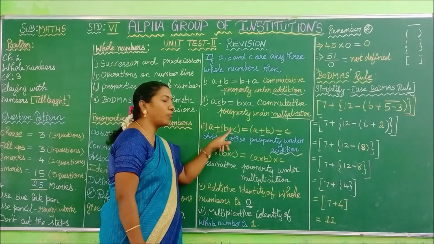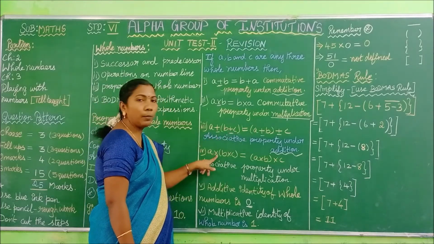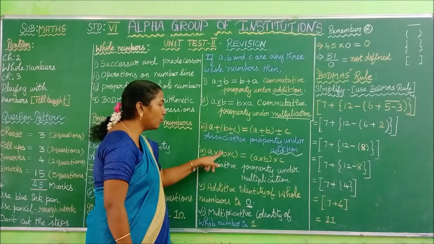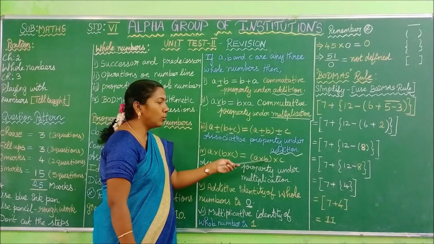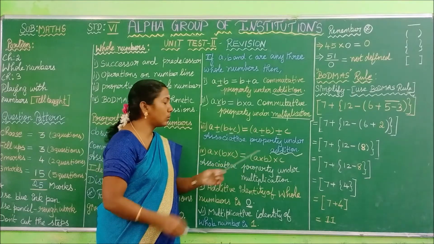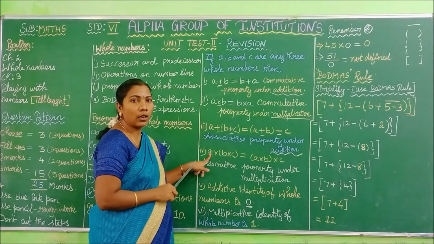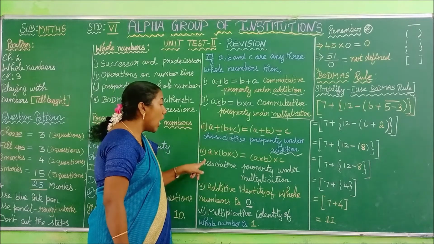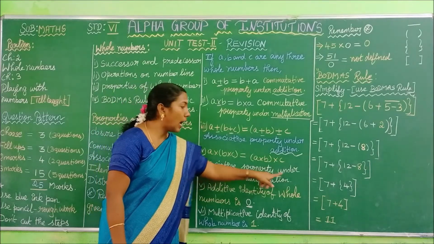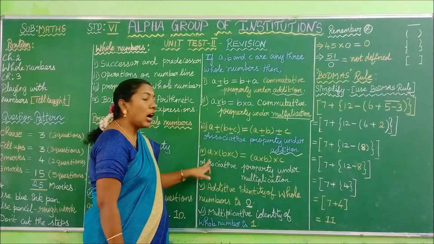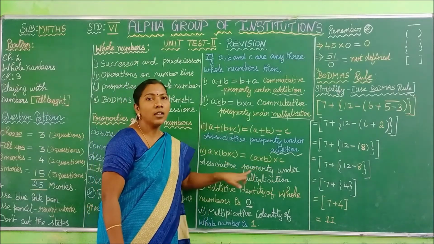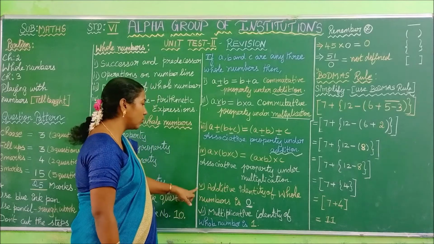Here, instead of plus, we are writing multiplication. So A into B into C is equal to A into B into C. So how can we call this property? Associative property under multiplication. Do we understand, children? How can we call this? Associative property under multiplication. Okay, see the next one.